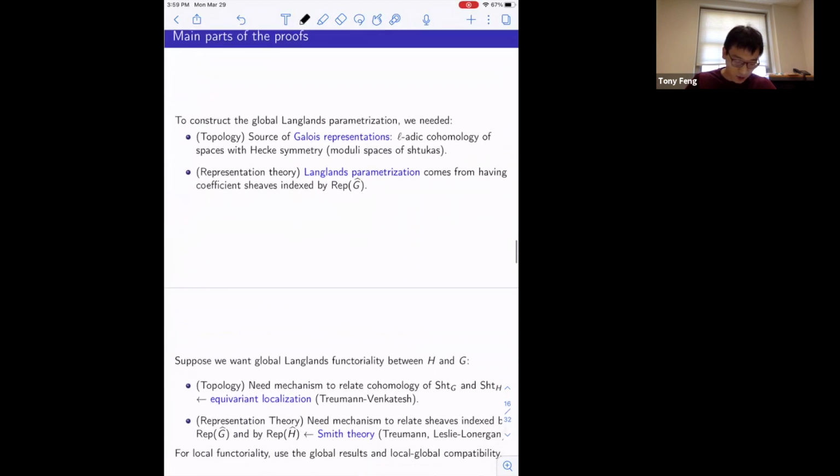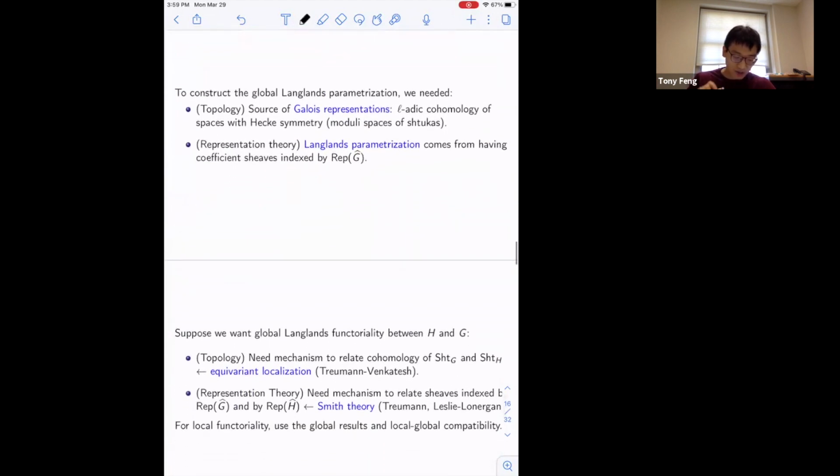And now that was a story for one group. Now suppose you want to establish functoriality between two different groups, H and G. Then you need some way to address both parts of this construction. You need something which addresses the topological part. You need a mechanism to relate the cohomology groups of Stückes for G and Stückes for H.